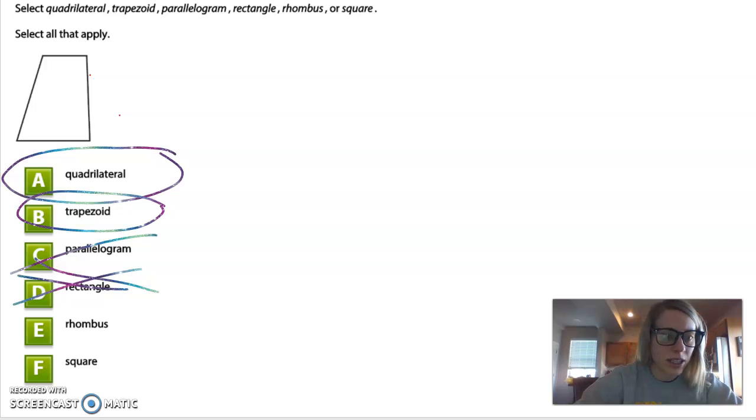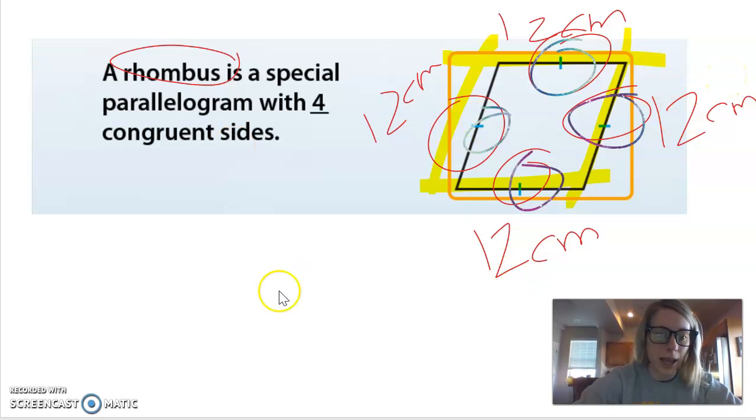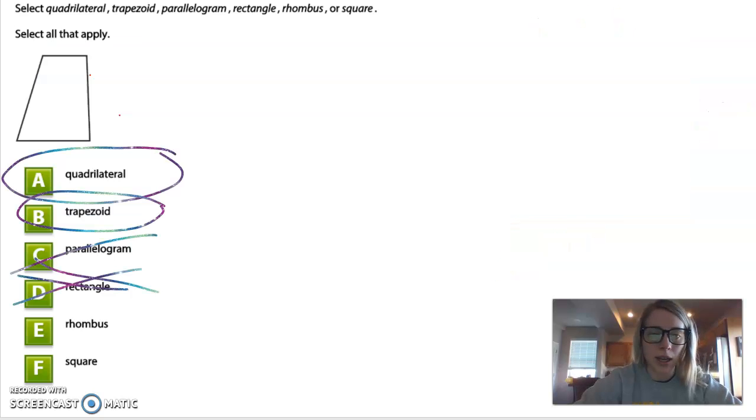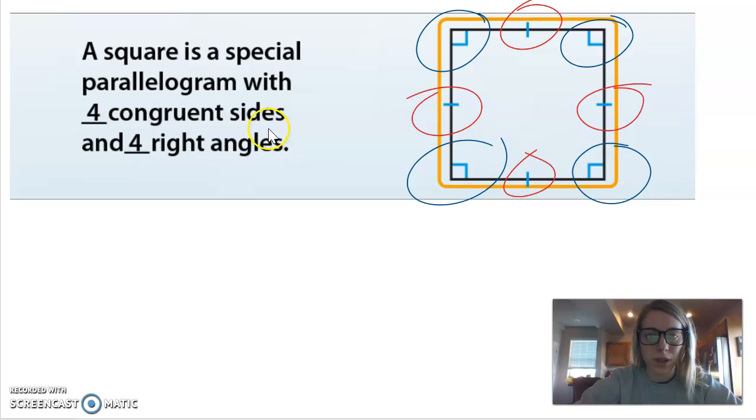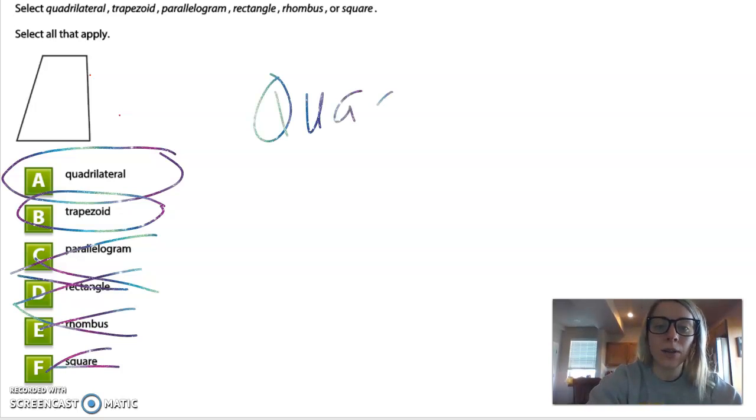Let's see if it classifies as a rhombus. A rhombus has 4 equal sides that are the same length. Let's take a look at this trapezoid. I'm just going to say no, it's not a rhombus because it doesn't have 4 equal sides that are all the same length. And lastly, let's see if it classifies as a square. A square has to have 4 right angles. Does this have 4 right angles, 5th grade? No, it does not. So the only 2 that classify this one are quadrilateral and trapezoid.